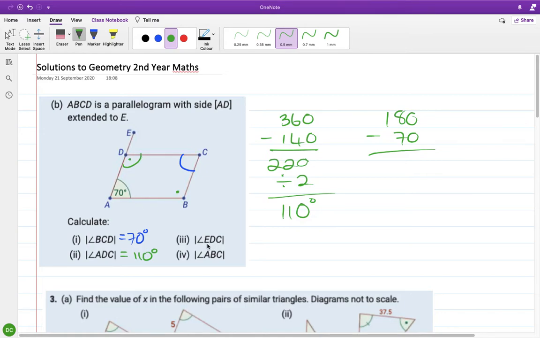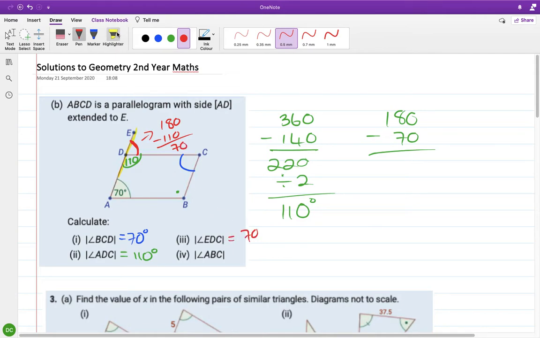So EDC. ADC. Oh, EDC is the top one. EDC is this one here. Okay, so we know that this one is 110, and that there is a straight line. Angles on a straight line add up to 180. So if you do 180 minus 110, you'll get 70.